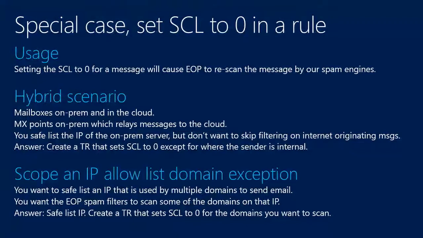So in that scenario, what you can do here is safe list that IP, but then create a transport rule that says if any mail comes in from outside my organization, set the SCL to 0. And what that'll do is any mail that comes legitimately from your on-prem up to the cloud will be safe listed, everything is good. If something comes from the internet and is relayed through your on-prem up to the cloud, we're going to set the SCL to 0, and this is going to cause us to scan those messages with our spam engines.